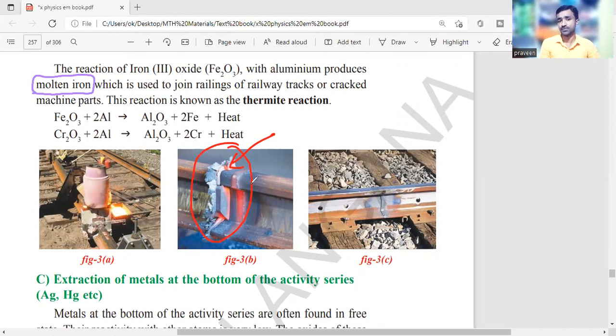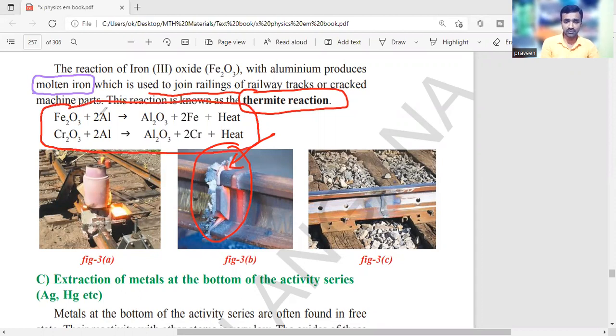Then it will be adjusted, right? Made smooth, cutting the extra material, right? So leveling: the gap is filled and leveled. So this is called a thermite reaction. This thermite reaction will help you to fill the gap of joining railings, right? Like a welding, right? So this process will help us. So this is about the thermite reaction. Remember the equations, compulsory.